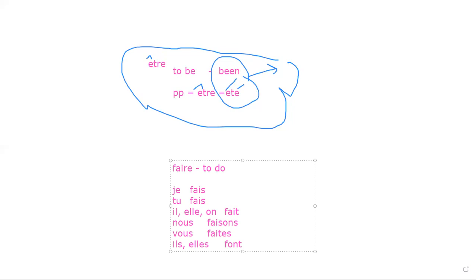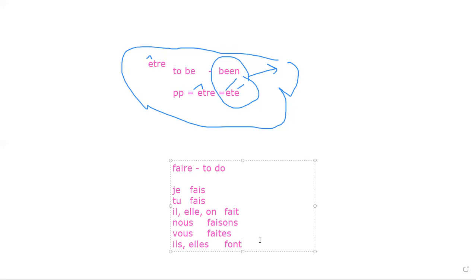Répétez après moi. Faire is my verb to do. Je fais. Tu fais. Il fait. This is how you have to do it, because obviously these are the important verbs. So, répétez après moi.